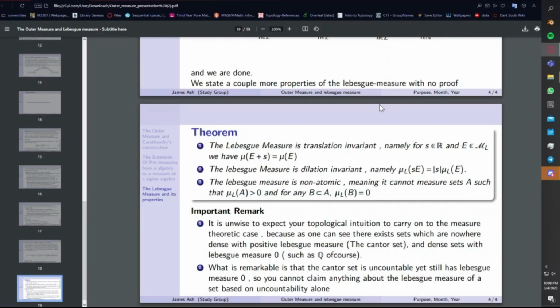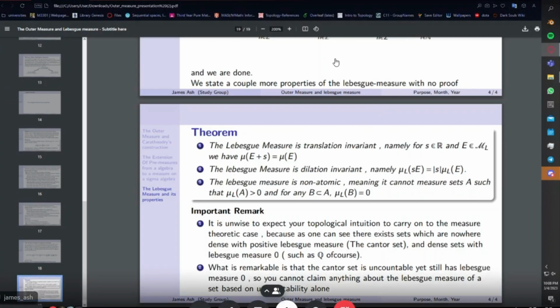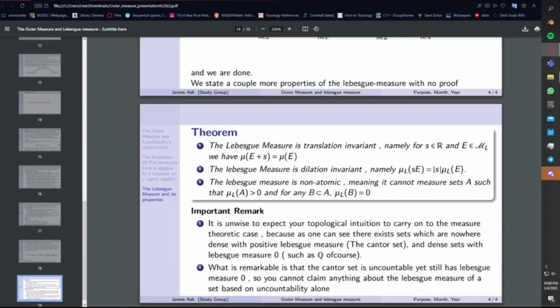Another thing, which I think Dark also asked me about: you don't have to expect that your topological intuition is going to carry over to measure theory. As you can see, you can get sets that are nowhere dense, so in a topological way they're really small, but they can have positive measure. Not the Cantor set, actually, this is a mistake, but the fat Cantor set, which is a generalized version of it. It's going to be nowhere dense and it's going to have positive measure.